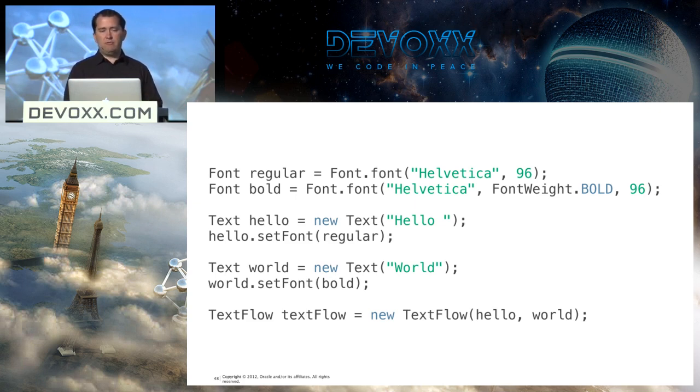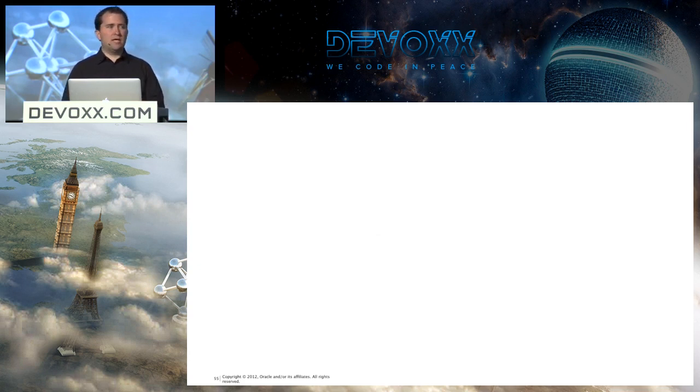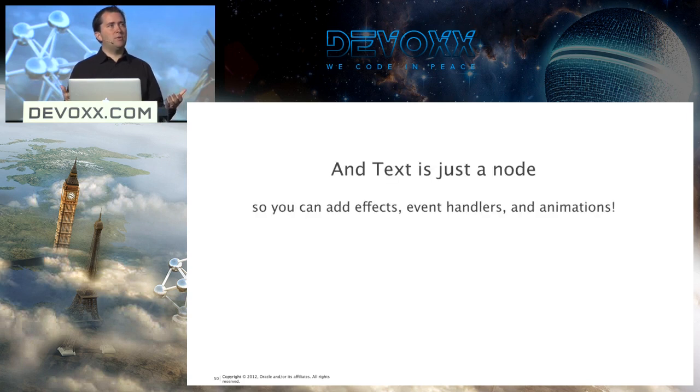I've got two different fonts that I'm going to create. One is just a normal 96-point Helvetica. The second one is a bold 96-point Helvetica. Then I'm going to create two Text nodes. The first one's going to say "Hello," and it's going to have the regular font. And then the second one's going to say "World," and it's going to have the bold font. Then I just create a TextFlow, and I give it these two Text nodes. The TextFlow is going to be responsible for taking the two Text nodes and flowing them into a single thing. So we have a Hello World.